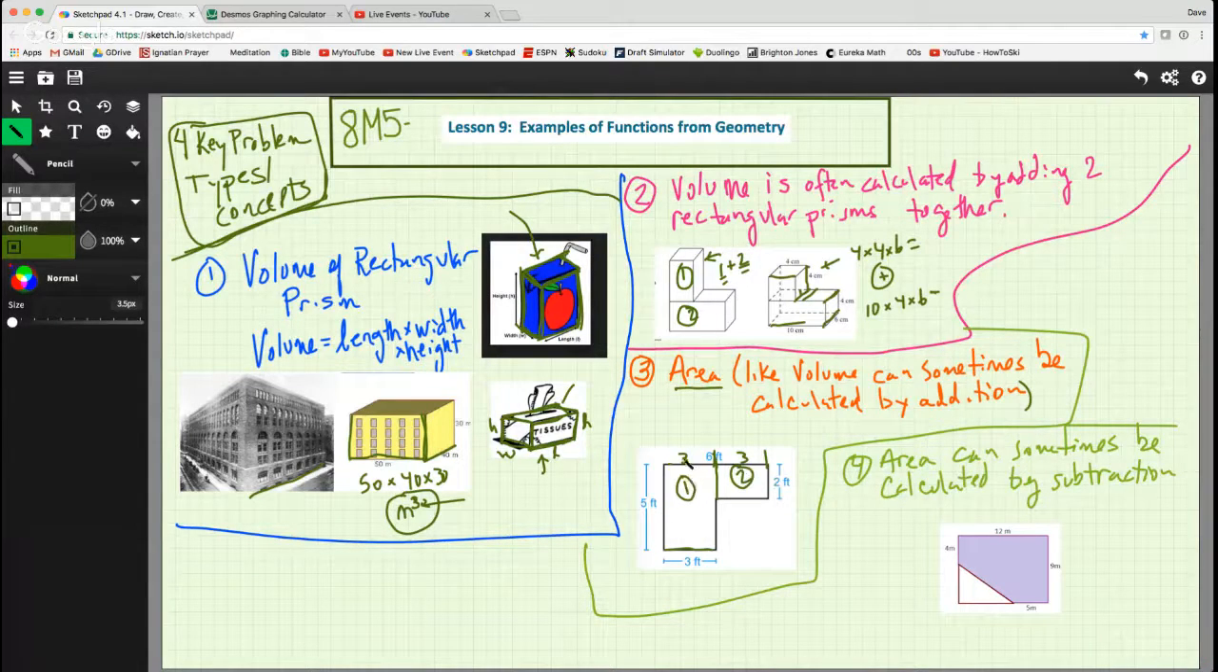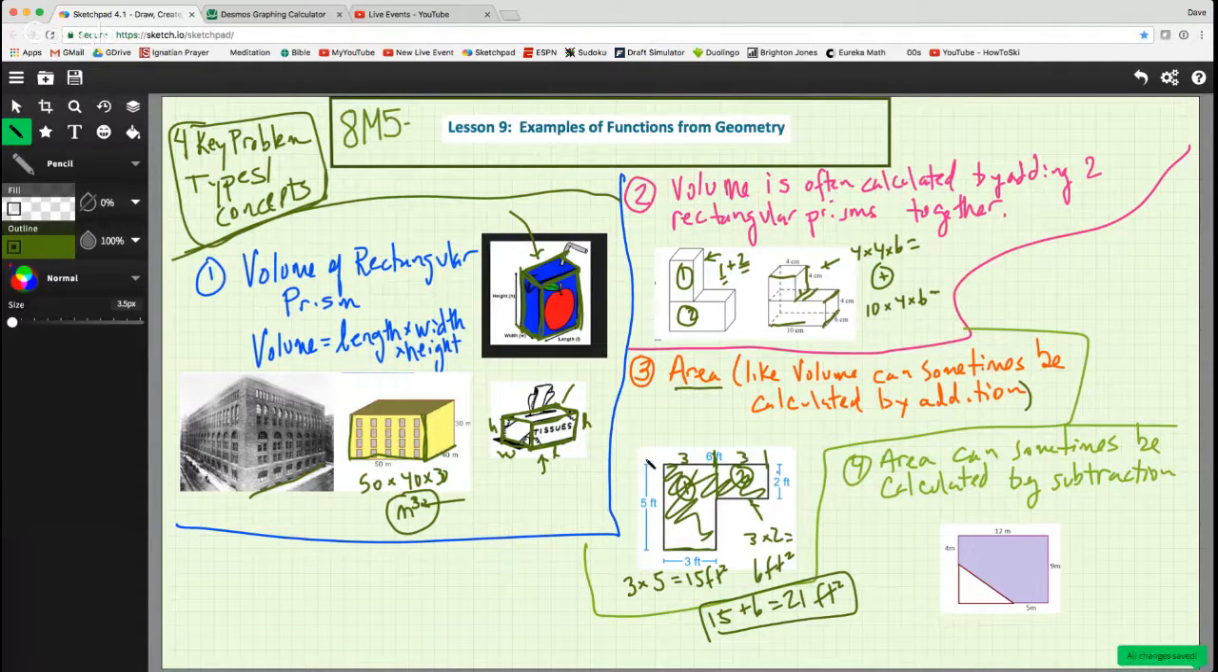And rectangle 1 is 3 by 5. So that's 15 square feet. And then rectangle 2 is 3 by 2. So that's 6 feet squared. So our total area of this whole thing would be 15 plus 6, which is 21 square feet. And we'll do some problems like this. I'm just reminding you, we actually did this problem in 7th grade. This is a 7th grade standard, and this is just a reminder.